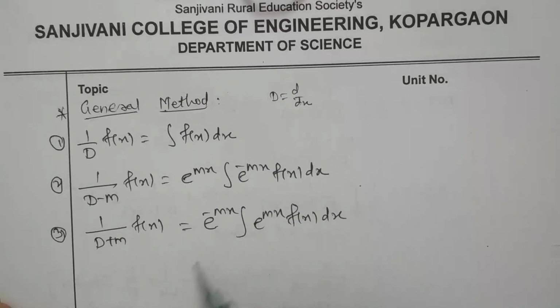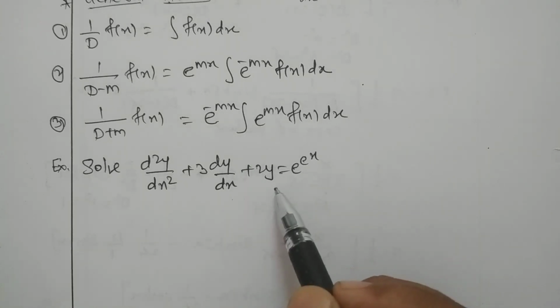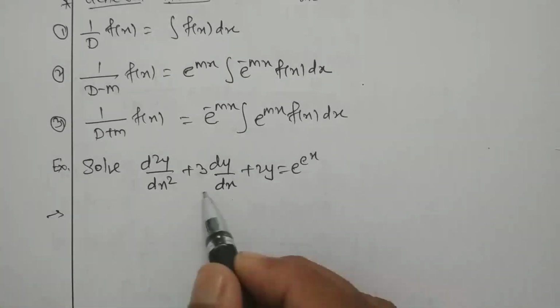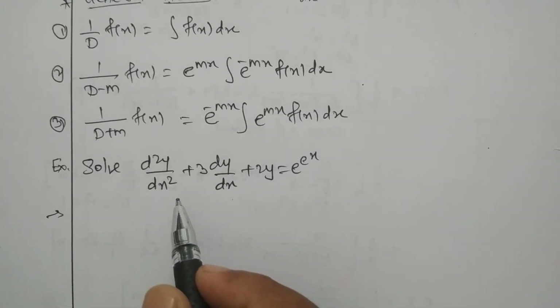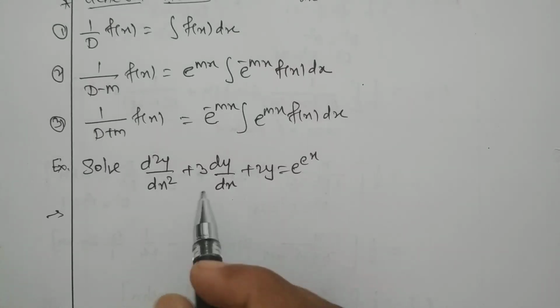So let's take the example. First example on the general method. The question is to solve d square y upon dx square plus 3 dy by dx plus 2y is equal to e raised to x. So this is a non-homogeneous differential equation. So we know that the solution of a non-homogeneous differential equation is given by CF plus PI.